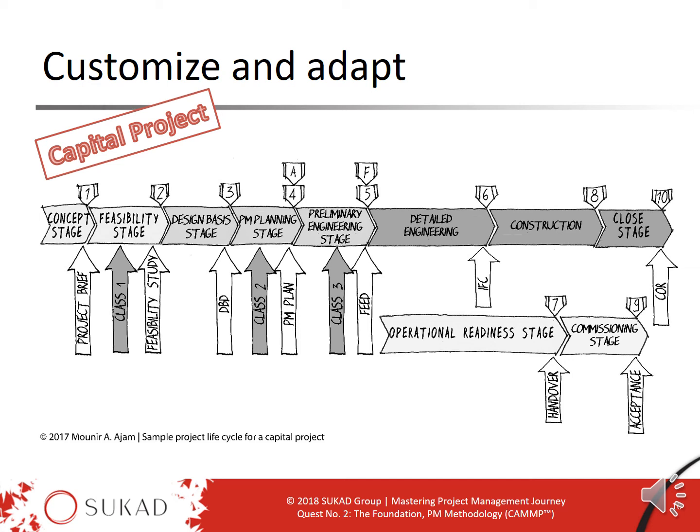Also, what you will notice here are the upside white arrows, and these are the stage deliverables that we have mentioned before, such as project brief, feasibility study, and others. But you also notice the gray arrows going upward, which are class 1 and class 2 and class 3. And these are there to represent estimates. The only reason we show them here is just to show, as an example, that on a project, there is no one estimate. We will be doing multiple estimates at different stages of the project.